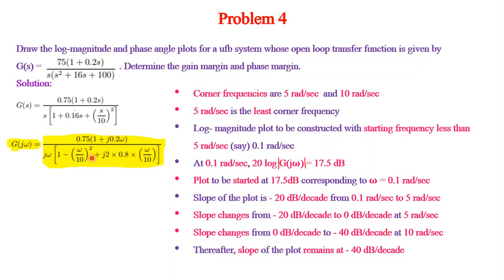So after 5 radian per second, it is going to be at 0 dB per decade till we get the next corner frequency. The next corner frequency is 10. So after the corner frequency, this is going to change its slope from 0 to minus 40 dB per decade, because it is a complex conjugate pole factor. Resultant was already 0, so 0 minus 40 is minus 40 dB per decade. Thereafter, after 10, there are no corner frequencies. Therefore, slope doesn't change after minus 40 dB per decade at 10 radian per second. So slope remains at minus 40 dB per decade at any frequency beyond 10 radian per second.